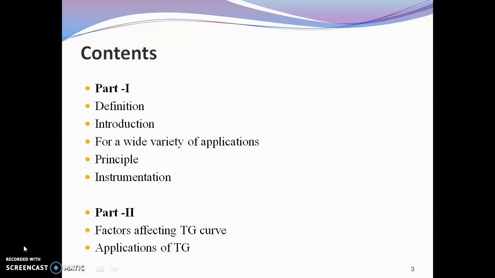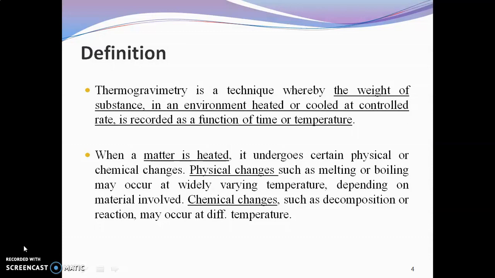So in thermogravimetric analysis, we are going to cover it in two parts. The first part includes definition, introduction, wide variety of applications, then principle and instrumentation. In the second part, factors affecting the TG curve and applications will be covered. So first of all, what is thermogravimetry?